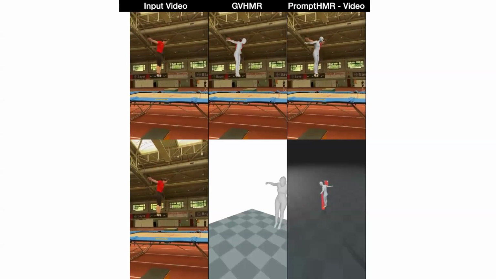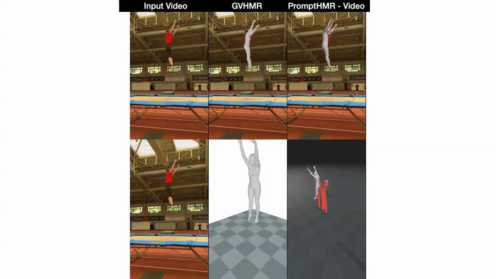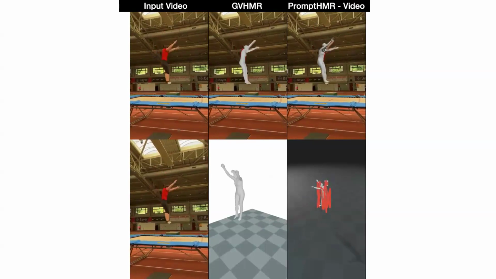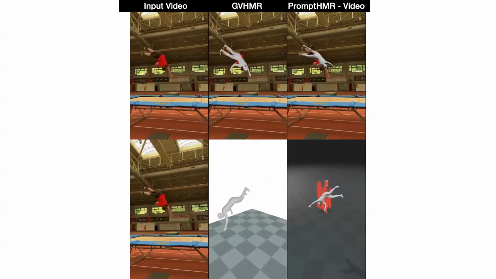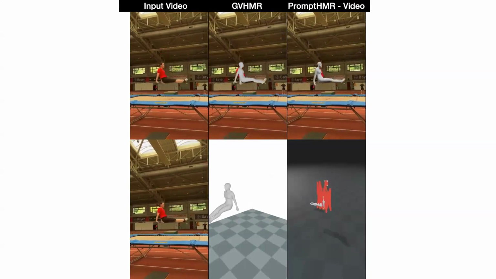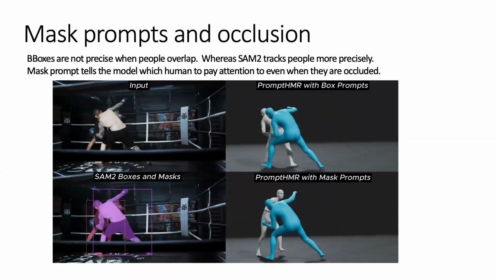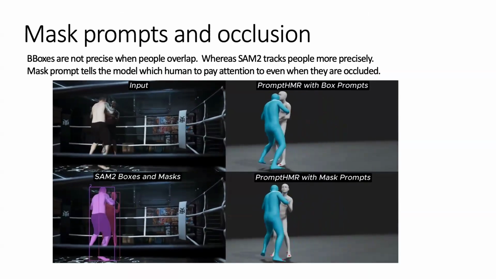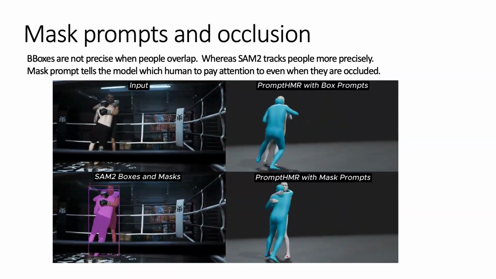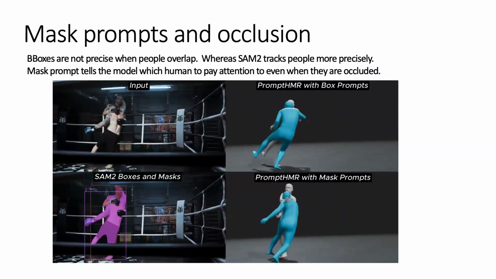Things like jumping are also quite hard. This is the former German foreign minister, Annalena Baerbock, who is also a trampoliner. And you can see on the right that prompt HMR captures her up and down motion well. These mask prompts turn out to be quite useful. These fighters get very close to each other. On the top row, you see the results with just box prompts, and it's very jittery, particularly when the person is occluded, and it's much better down below when using masks from SAM2.